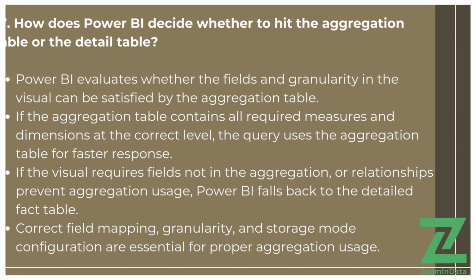Power BI evaluates whether the fields and granularity in the visual can be satisfied by the aggregation table. If the aggregation table contains all required measures and dimensions at the correct level, the query uses the aggregation table for faster response. If the visual requires fields not in the aggregation, or relationships prevent aggregation usage, Power BI falls back to the detailed fact table. Correct field mapping, granularity, and storage mode configuration are essential for proper aggregation usage.